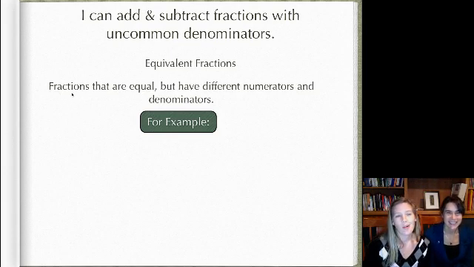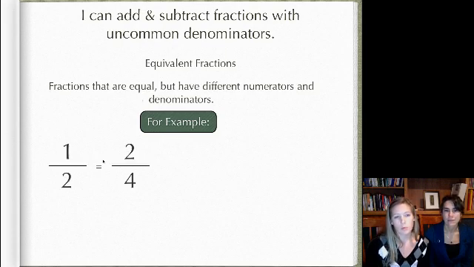So equivalent fractions are just fractions that are equal. The difference is they have different numerators and denominators. So here are some examples. 1/2 is equal to 2/4. So if you think of like if you have half a dollar and 2/4 of a dollar, it means the same thing. And we just showed that visually too, so you should believe it.